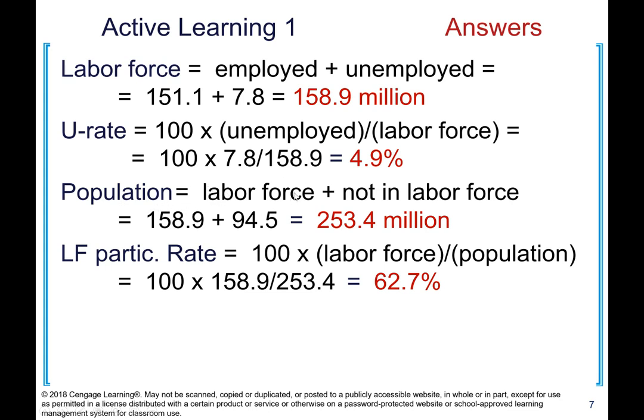Population is equal to the labor force plus not in the labor force. That would be 158.9 plus 94.5, and that is 253.4 million. The labor force participation rate is equal to the labor force divided by the population times 100, and that would be 158.9 divided by 253.4 times 100, and that would be 62.7%.